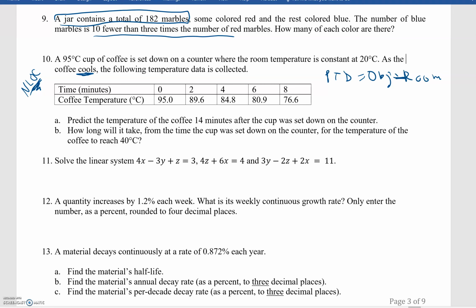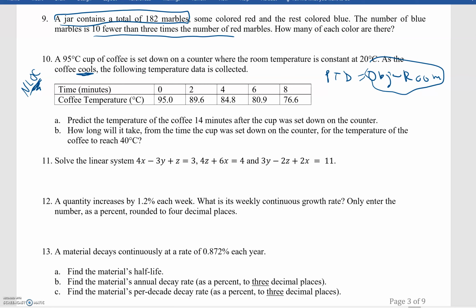That's supposed to be a minus sign there, and that didn't do a very good job. Object minus room. And the room is 20 degrees Celsius. So this is going to be our T of t function. Ultimately, actually let me erase this for the moment. After we do our regression on this data set, then to get the T of t function, we'll have to remember to add the room temperature back in to get the object temperature.